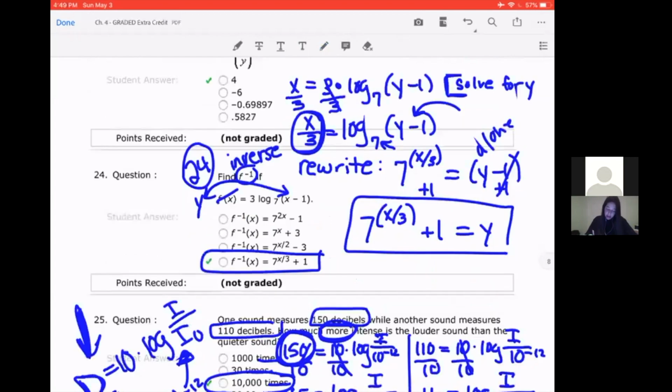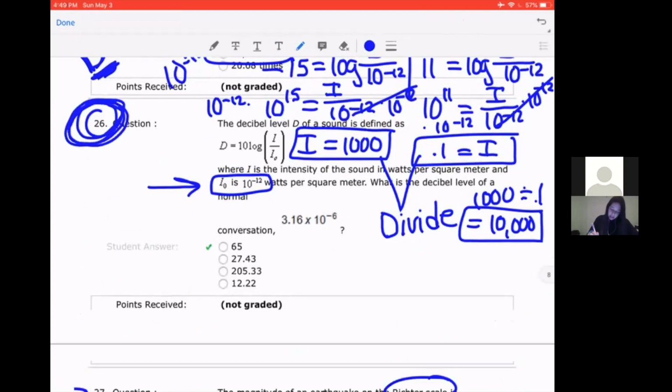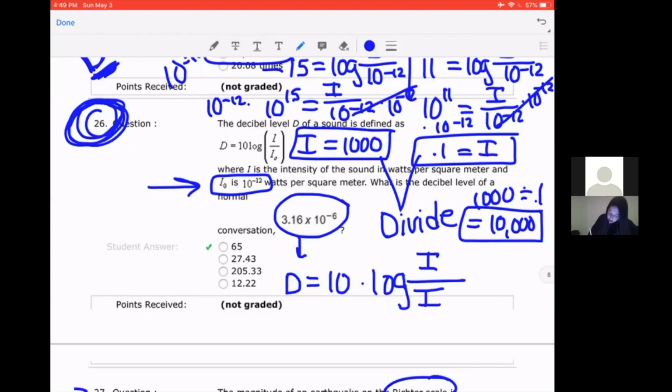We've talked about 23 already, 25. All right, for 26, the decibel level of sound. And I know all the work is up here from 25, but let's look at number 26. It's a little bit more straightforward because all we do is plug in, okay? I have my decibel formula. Decibel equals 10 times log of the intensity over I sub 0. But they tell me, and this is always the case, I sub 0 is always 10 to the negative 12.